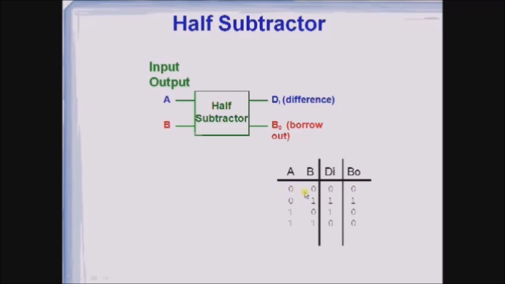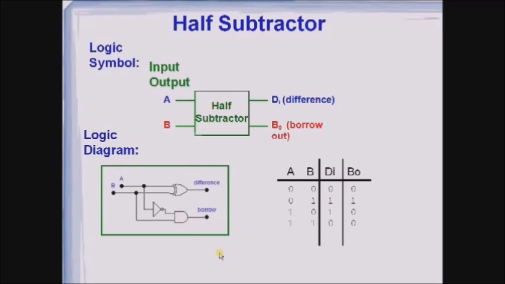If A and B inputs are 0, 0, then the difference and borrow are 0, 0. If A and B inputs are 0, 1, you are performing A minus B, then what happens? Difference is 1 as well as borrow is 1. If it is 1, 0, then you will get 1 and 0 at the difference and borrow. If it is 1, 1, then you will get 0 and 0 at the difference and borrow. Now if you plot the minterms of DI as well as B0 on the K map, then you will get this kind of logic diagram. This is the circuit which represents half subtractor.